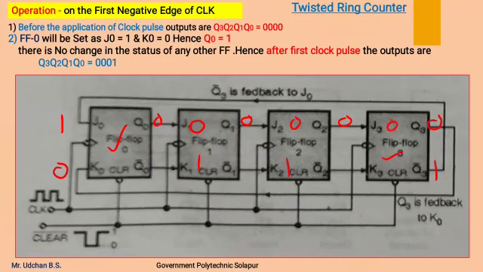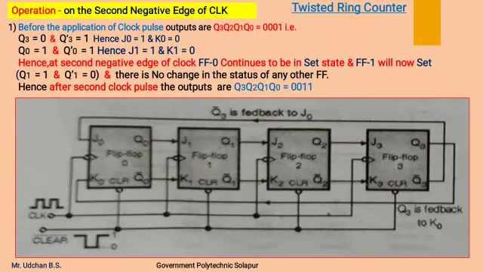After the application of the first negative edge, we will get outputs with respect to their JK inputs. For flip-flop 0, the J and K inputs are 1 0, therefore its output will get set to 1. As we already studied, when JK inputs are 1 0, the output will get set, therefore Q0 becomes 1. For the other three flip-flops, the J and K inputs are 0 1, therefore their outputs will get reset, so Q1 is 0, Q2 is 0, and Q3 is 0. After the first negative edge of the clock pulse, we get the output 0 0 0 1.